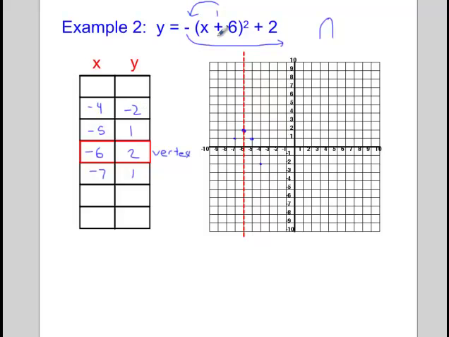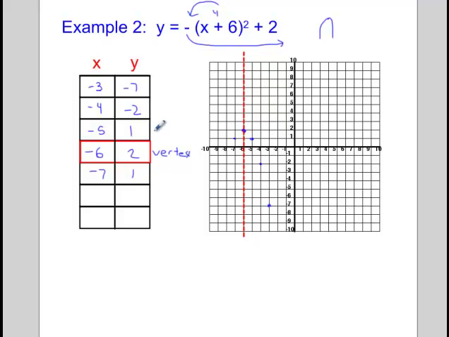And you could check the math. Plug that in. Negative 4 plus 6 is 2. 2 squared is 4. Then you have that 4 comes out, multiplies this negative, so it's negative 4 plus 2 is negative 2. It works. So over 1, down 1. Over 1, down 3. Over 1, down 5. So that'll land me here at negative 7. And that's all I have room for. So that's negative 3, negative 7.